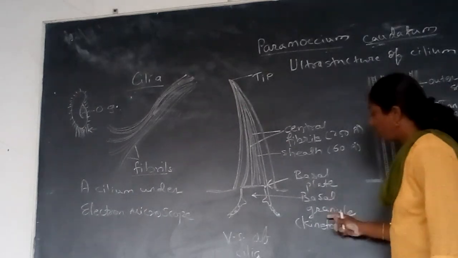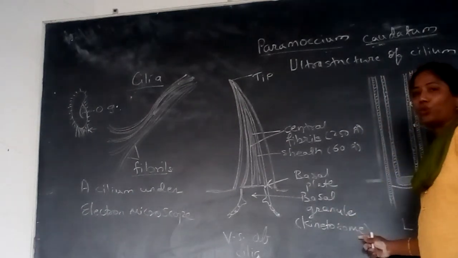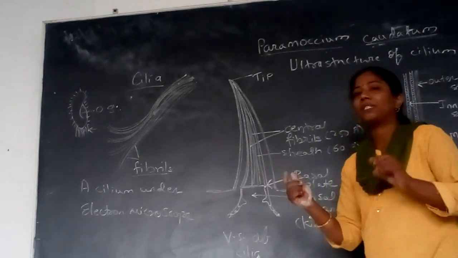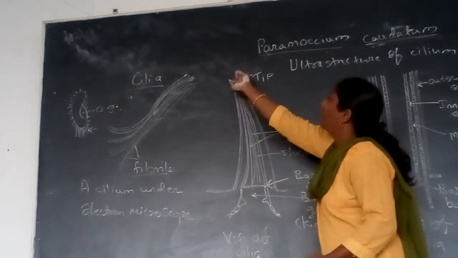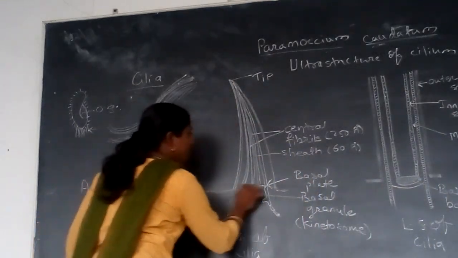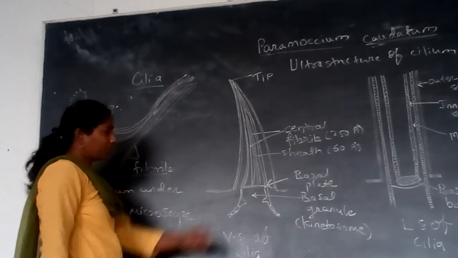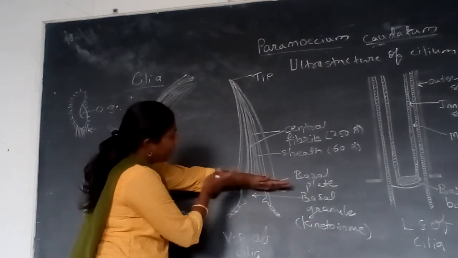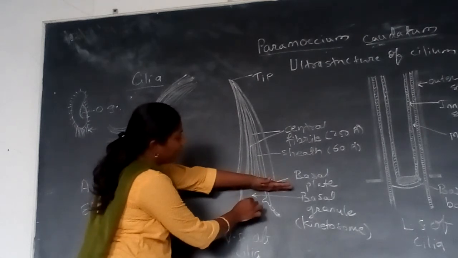The basal granule is also known as trilobosomes. All these 9 peripheral fibrils and 2 central fibrils fuse together here towards the tip. This structure actually rests on the pellicle. The basal plate is at the pellicle, and the basal granule is present in the cytoplasm.